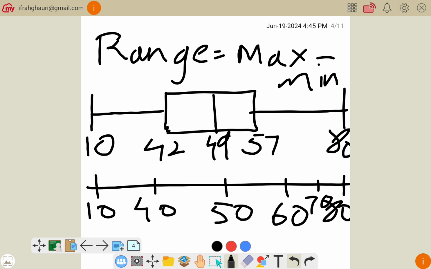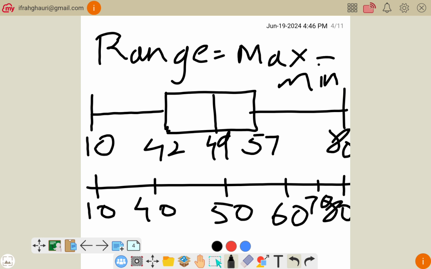And what is the interquartile range? The interquartile range is Q3 minus Q1, the upper quartile minus the lower quartile. The upper quartile is 57 and the lower quartile is 42. So 57 minus 42 is 15 kilometers per hour, which is the interquartile range. So a box and whisker plot is a way of summarizing a set of data.